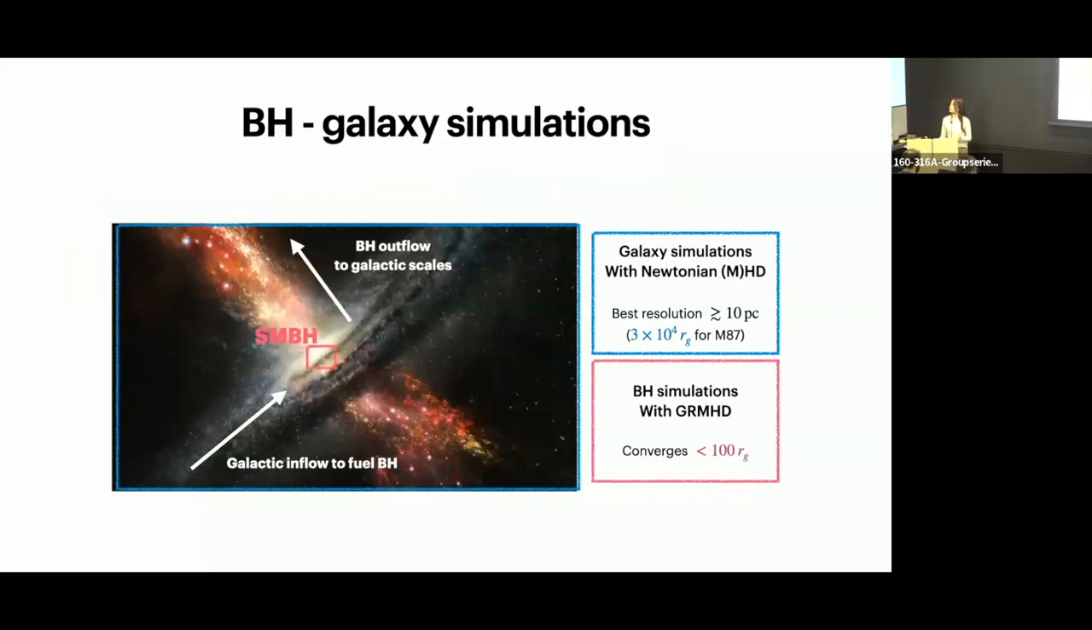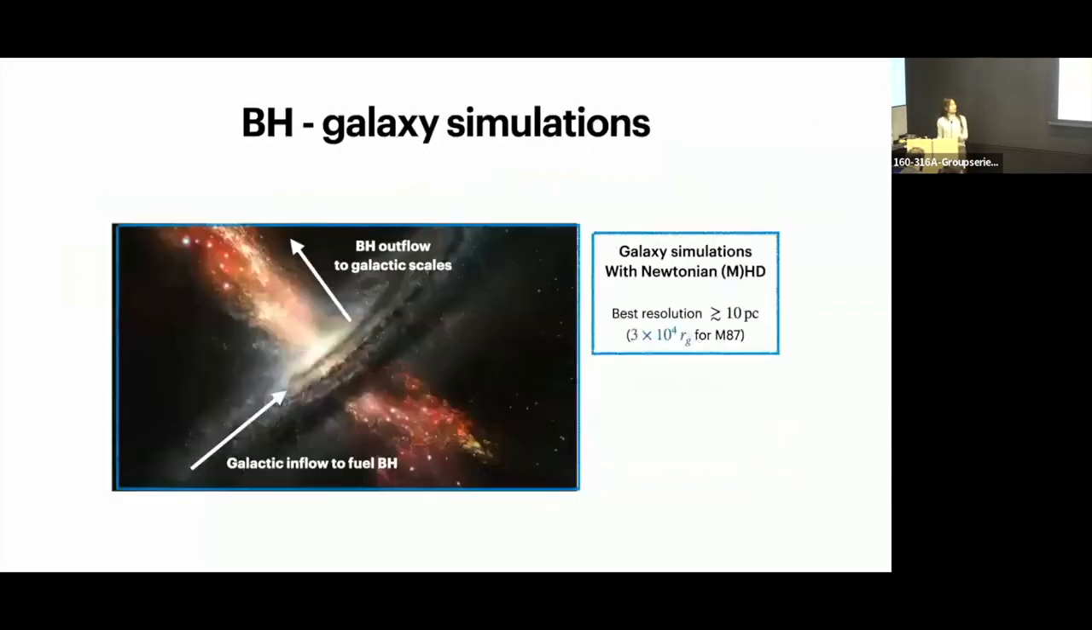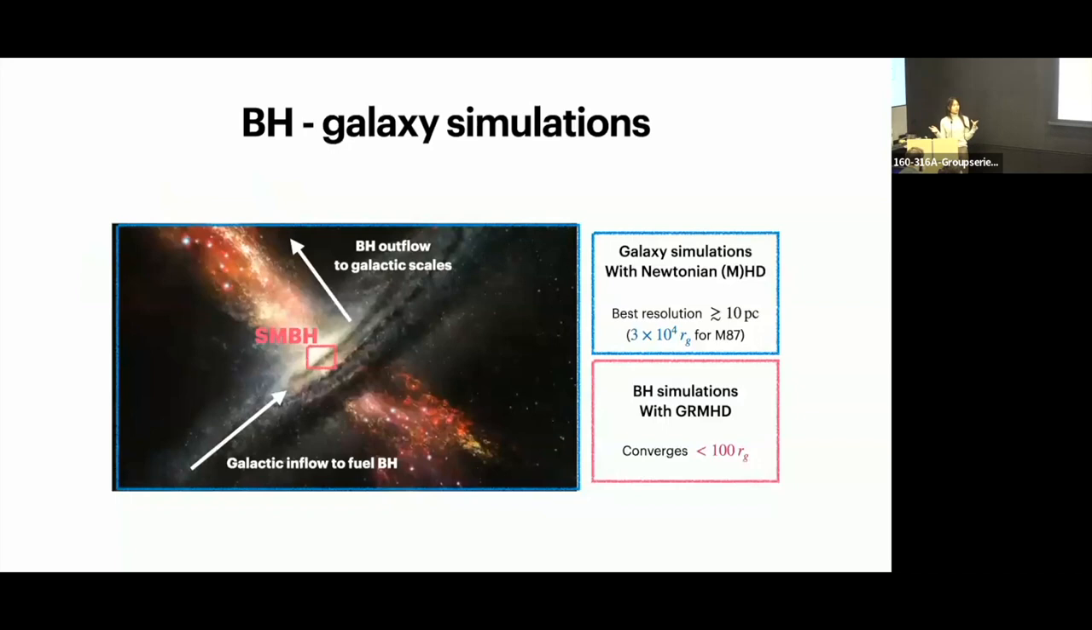And there are GRMHD simulations simulating close to the black hole. Because it's very computationally expensive, it usually only converges up to 100 RG. So it has been very challenging to study the interaction between small scales near the black hole and the large scales of the galaxy, and how they communicate in both directions for accretion and feedback.